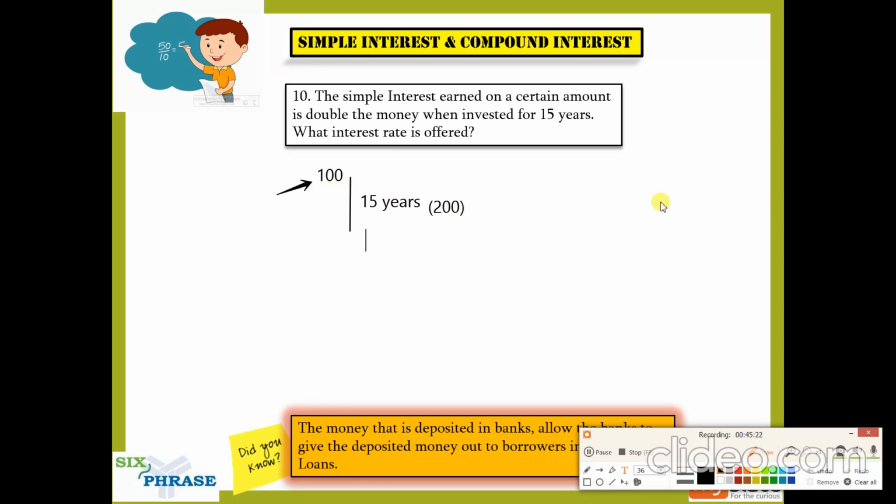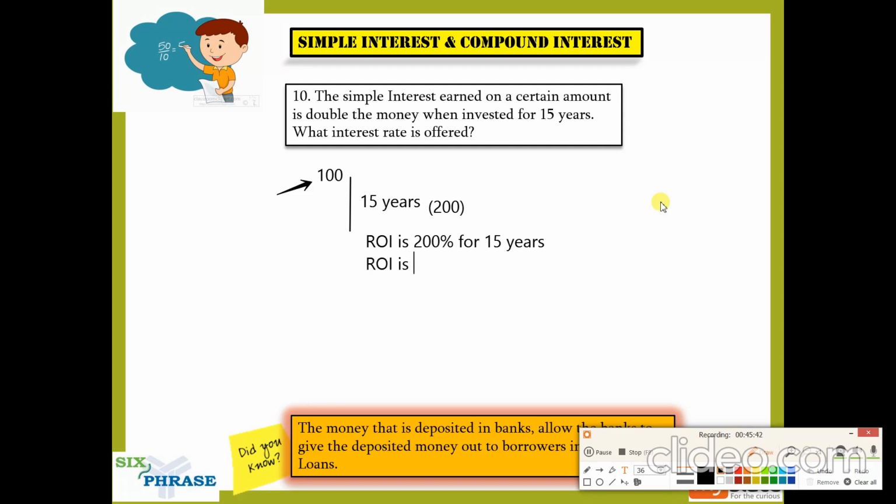200 is 200 percentage of 100. So the rate of interest is 200 percentage for 15 years. Okay, then I've told you rate of interest is always for one year.